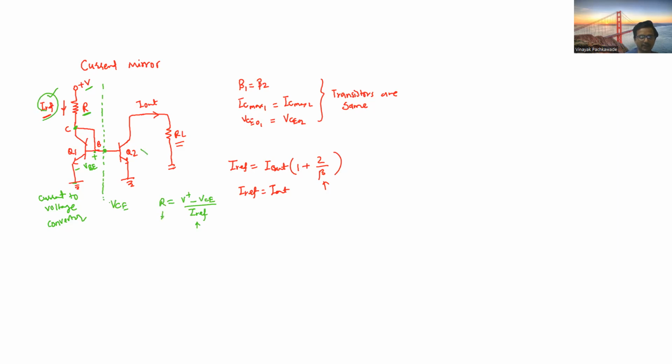And then this part of the circuit is called a voltage to current converter. So essentially the voltage applied here, which is actually VBE, is controlling the output current. You modulate that voltage and your output current gets controlled. So this is how your current mirror is working.